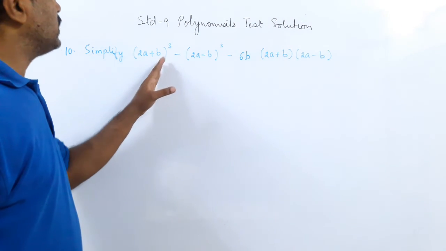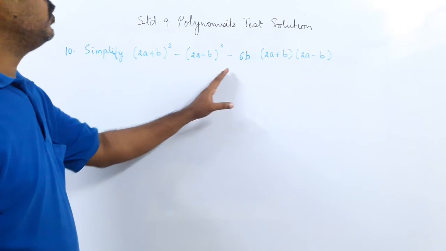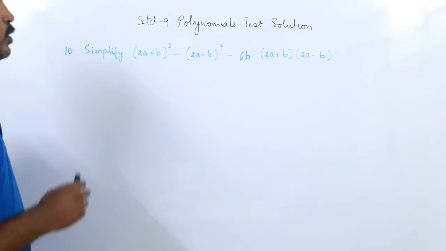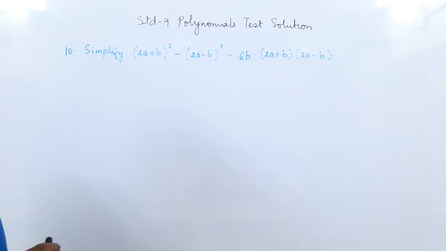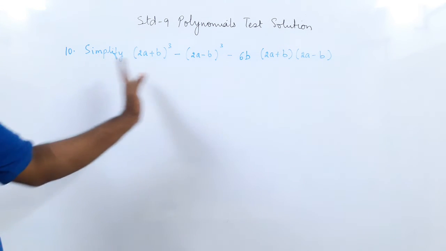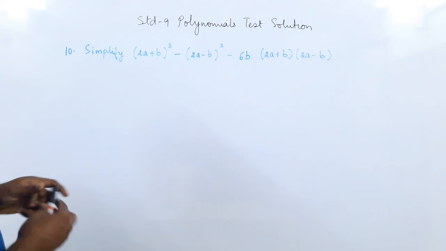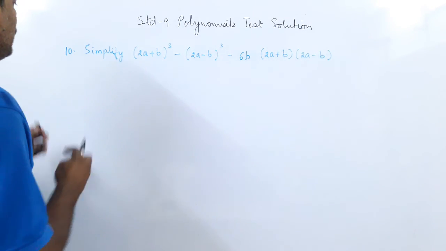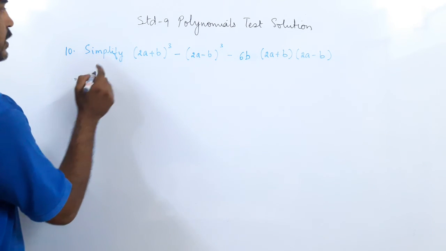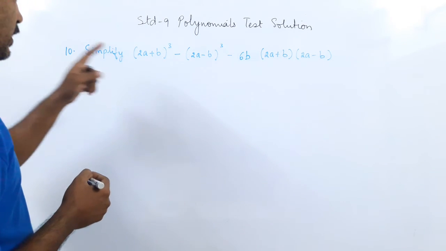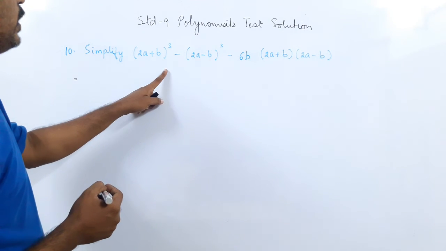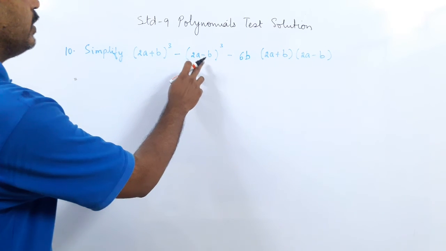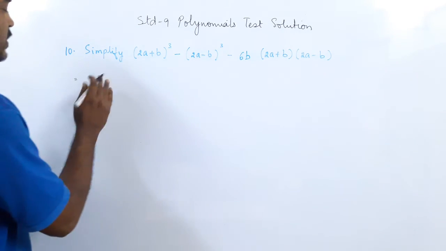Simplify (2a plus b) the whole cube minus (2a minus b) the whole cube minus 6b(2a plus b)(2a minus b). Now you can do the simplification in two ways. Which are the two ways? One, you can expand this whole thing. Expand means, what is (a plus b) the whole cube? Do you remember? (a plus b) the whole cube is a cube plus b cube plus 3ab into bracket a plus b. And a cube minus b cube is what? So let us expand and see.